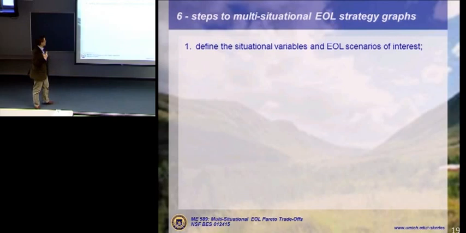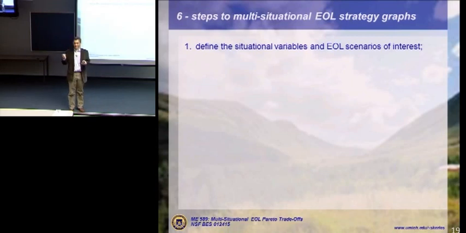So it's a 6-step process. The first step is that we're going to define the situational variables. One variable might be transportation cost, another might be labor cost, another might be transportation distance. When we take the set of situational variables together, we call it a scenario.